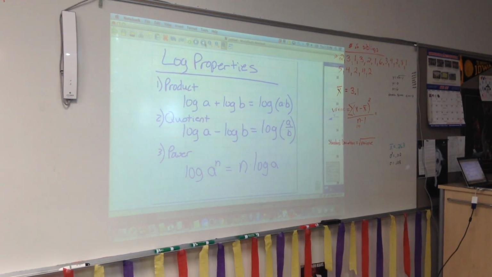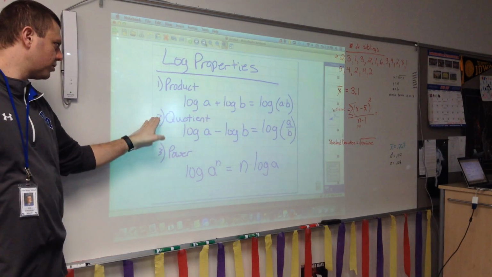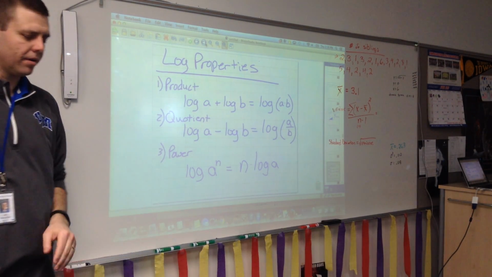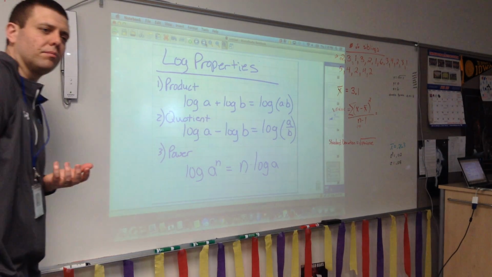All right, so after evaluating those logarithms, just to refresh yourselves on how to do that, I also want to refresh your memory a little bit on some of these log properties. We also did these in Algebra 2. These log properties, there's three of them: the product, the quotient, and the power. They should make sense to you if you can recall what logarithms really are. What are logarithms?